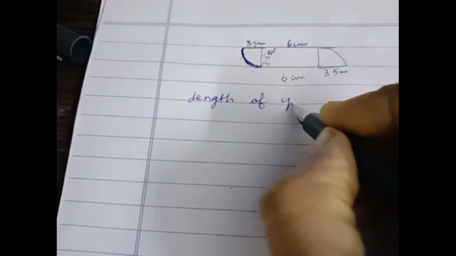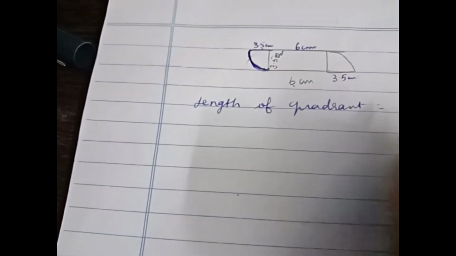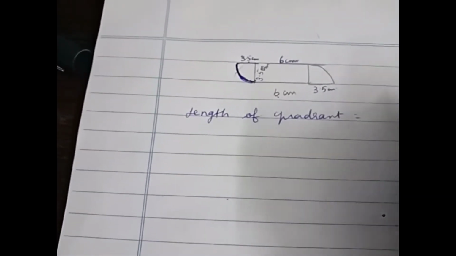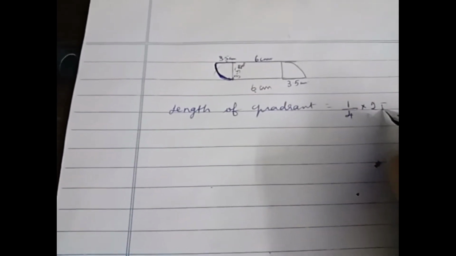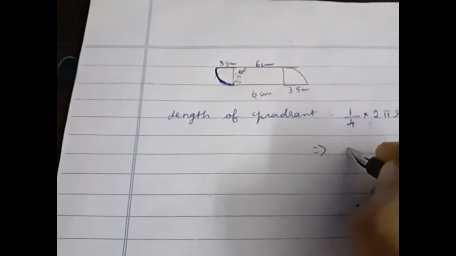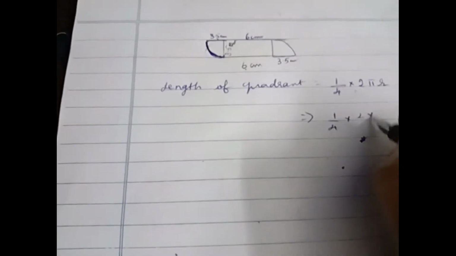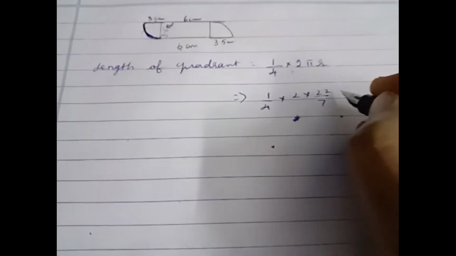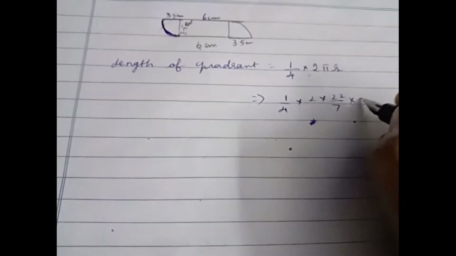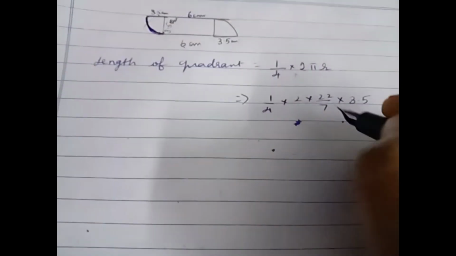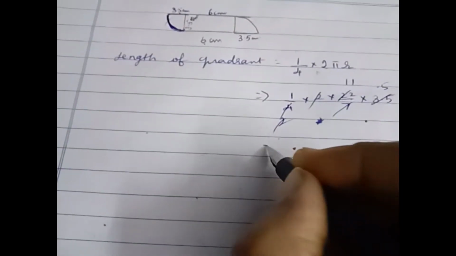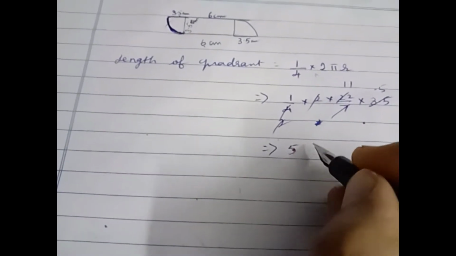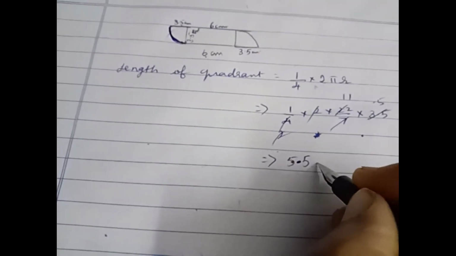Therefore, length of quadrant is equal to, quadrant means a circle is divided into 4 parts. Therefore, 1 by 4 into, as we are going to find out the perimeter, you have to use the perimeter formula 2 pi r, which is equal to 1 by 4 into 2 into 22 by 7 into r value 3.5. If you cancel, 11 5s are 55, 5.5 centimeter.